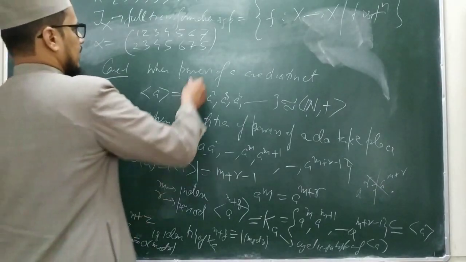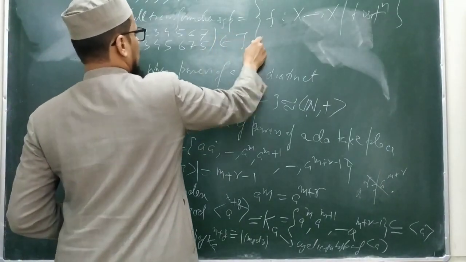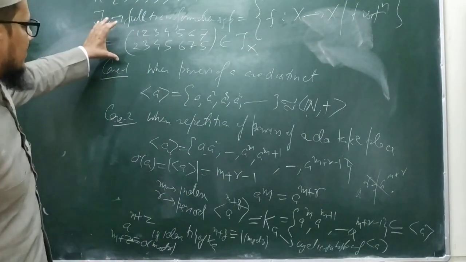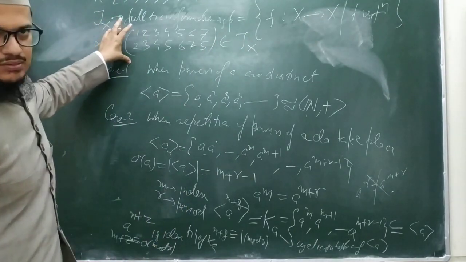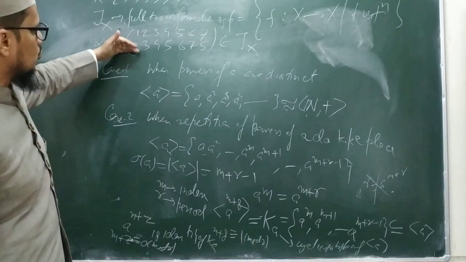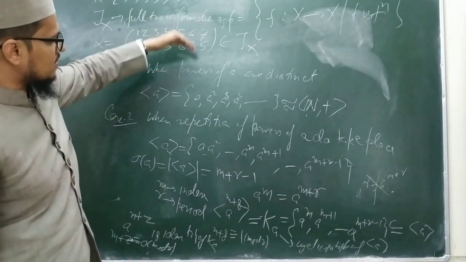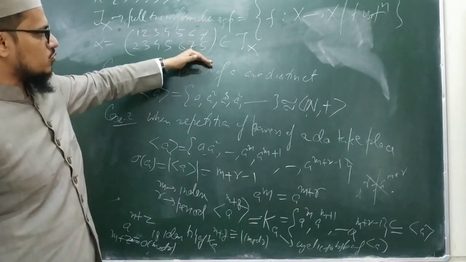So naturally, this belongs to tau x, the full transformation semigroup, because it is a permutation, correct? 1 goes to 2, 2 goes to 3, 3 goes to 4, 4 goes to 5, 5 goes to 6, 6 goes to 7, 7 goes to 5.